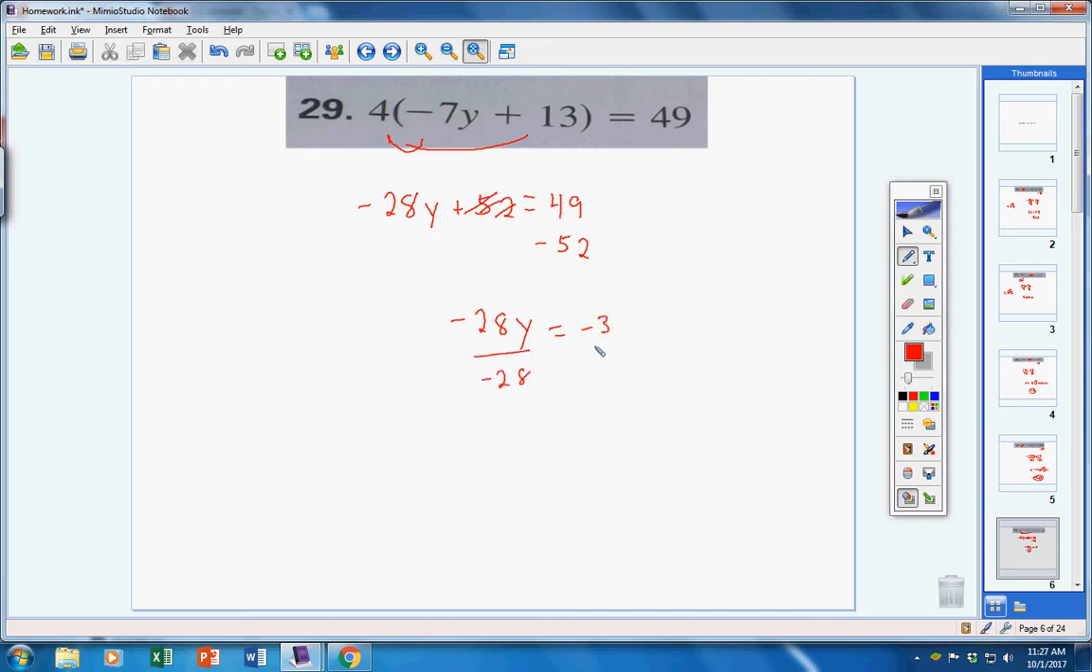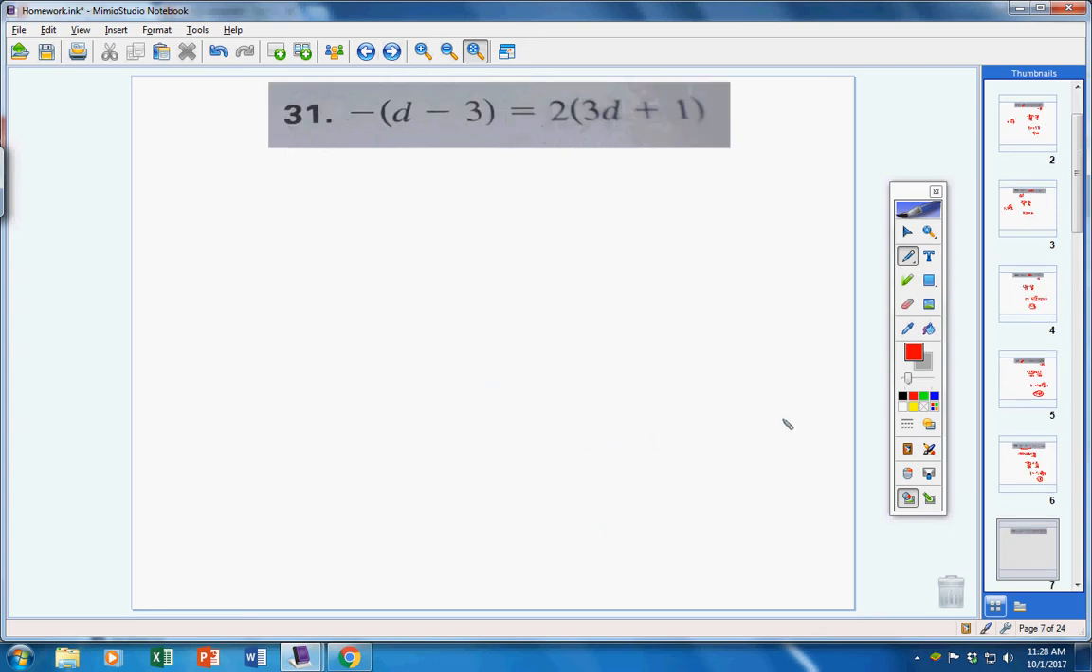Divide both sides by negative 28. A negative over a negative is positive, and 3 divided by 28 is 0.10714, and it continues on. Look at your third decimal place, 7. 7 tells you to raise the 0 to a 1. So your answer is positive 0.11. Alright? Okay, number 31.